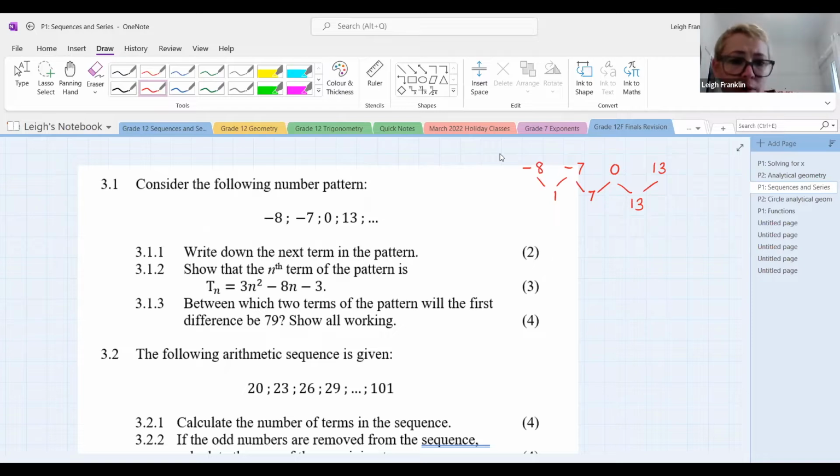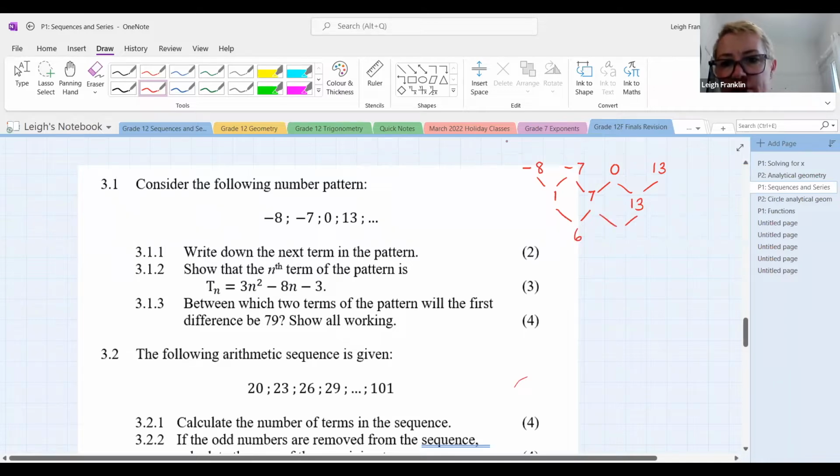What would we do now? What do you think we should do? Okay, so Diana says we're going to take another difference. All right, so we're going to say 7 minus 1 is 6. And then on this side over here, 13 minus 7 is 6.